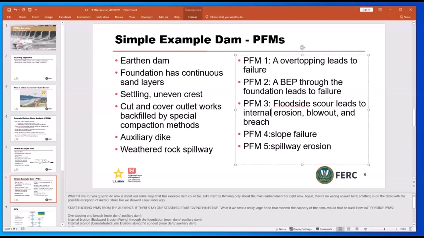There's probably some layer of erosion protection, at least on the flood side, maybe not on the downstream side. We got a C over here. Anybody else? I think I saw a low key C over here.